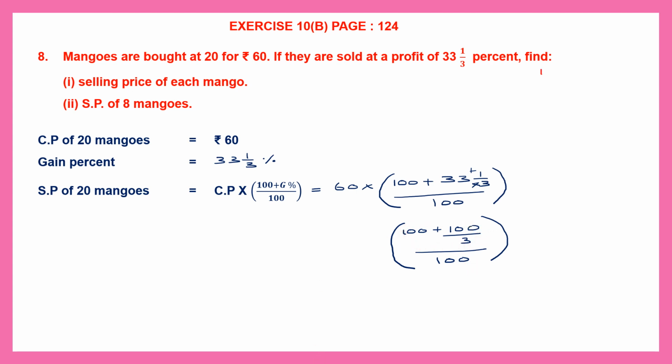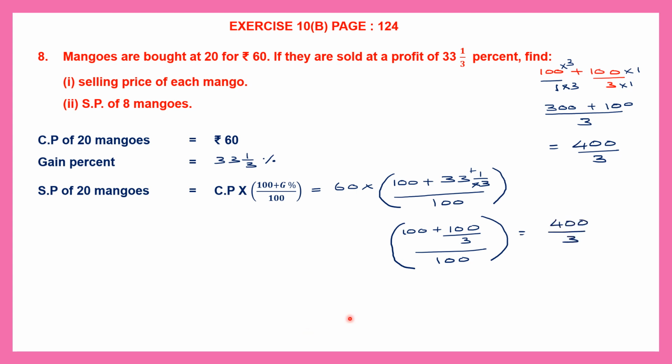So 100 plus 100 by 3. Here let's give 100 the denominator 1. Now the LCM here will be 3. So 1 into 3 is 3. Multiply this also by 3: 100 into 3 is 300, plus 3 ones are 3, so 100 into 1 is 100. So 300 plus 100 will be 400. So this is 400 by 3, which is only this part. Only this part has now become 400 by 3.